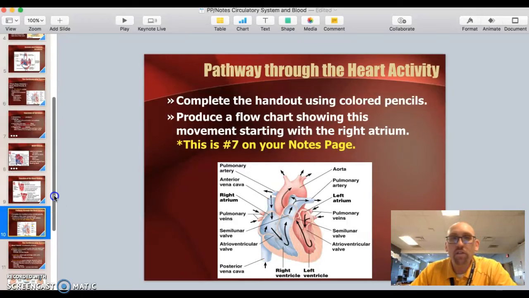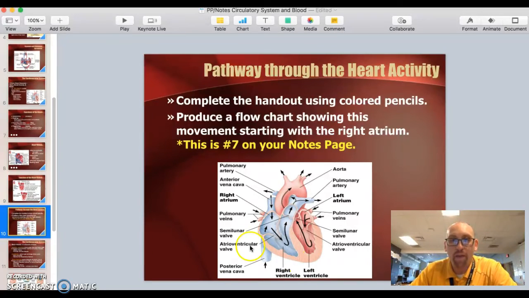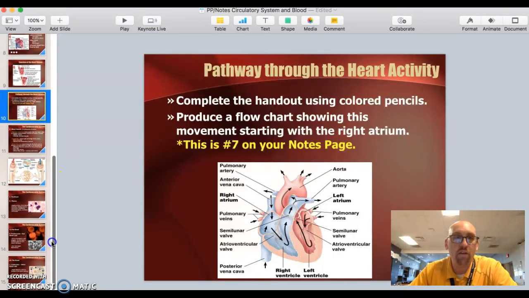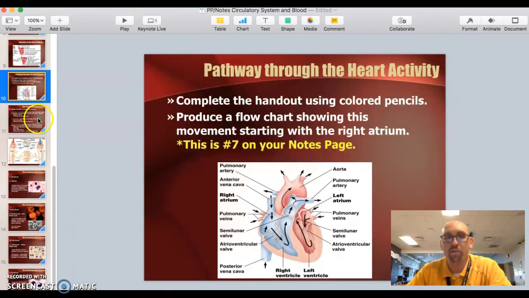Okay, so then you need to do the handout for the heart activity where you're going to track the pathway through the blood and draw arrows and color some different parts. So please do that now. You can pause the video if you want to do it now or do it later.